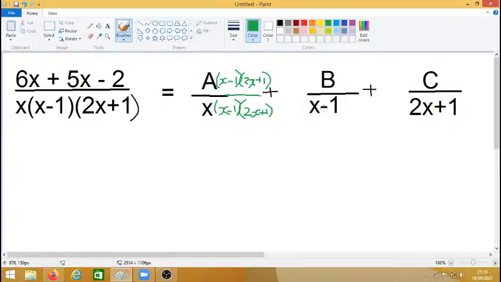So now you're turning your attention to the second one. You've already got x minus 1. So we're going to need to times by x. And we're going to need to times by the 2x plus 1. Again, whatever I times on the bottom, I'm going to need to times on the top. So b can be times by x, and it can be times by 2x plus 1.